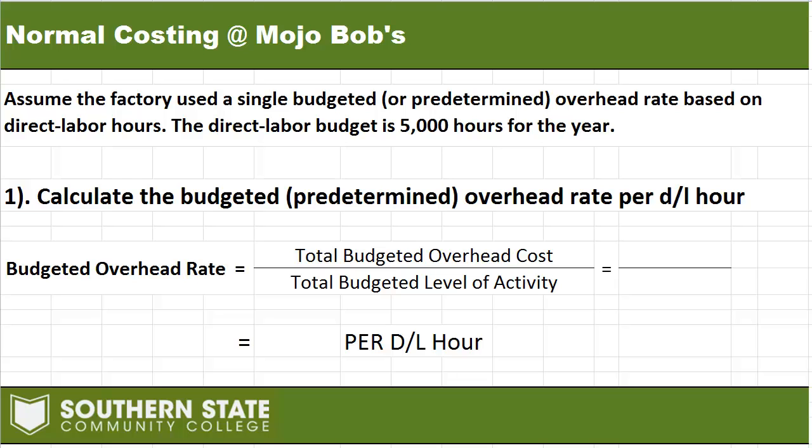We want to come up with the predetermined or budgeted overhead rate per direct labor hour in 1A. The formula for that is total budgeted overhead divided by the budgeted level of activity. We decided early on that the total budgeted overhead was $1.25 million, and the problem says our direct labor budget is going to be 5,000 hours. So that's our level of activity. If we divide those two, we come up with $250 per direct labor hour. So that's the allocation that we're going to make, $250 per direct labor hour.